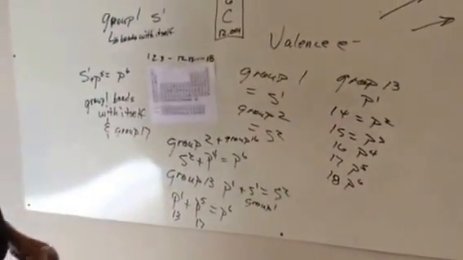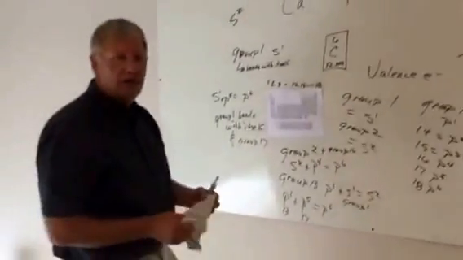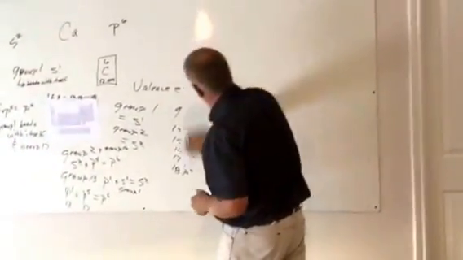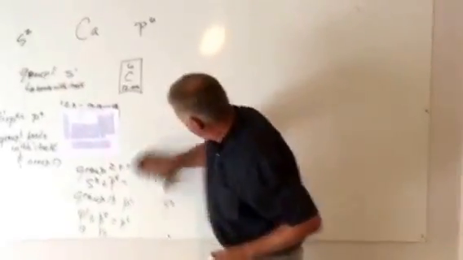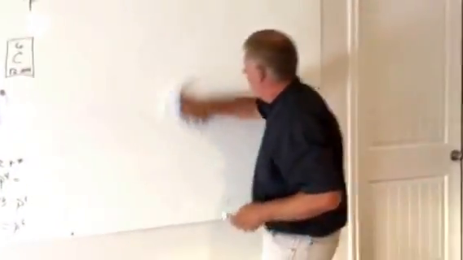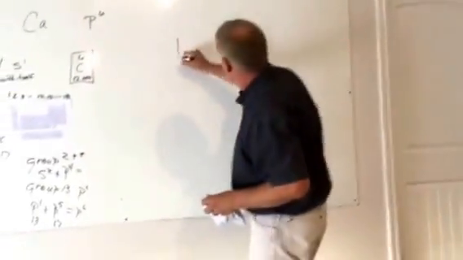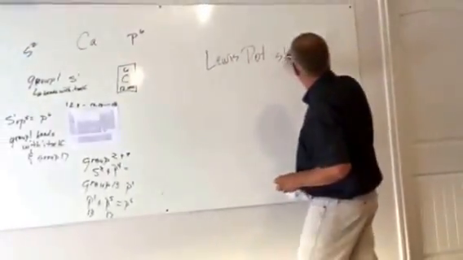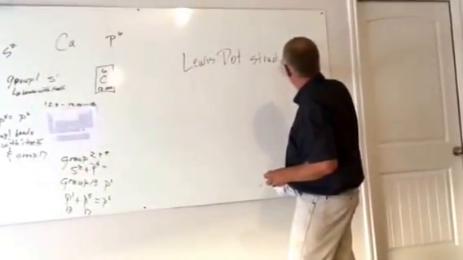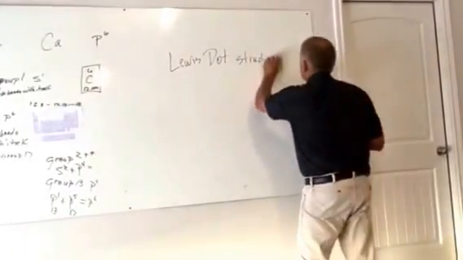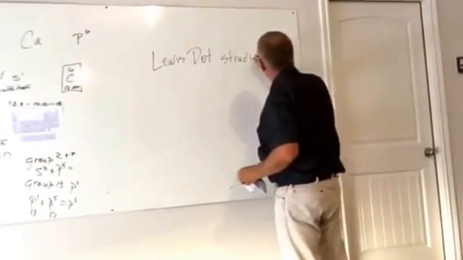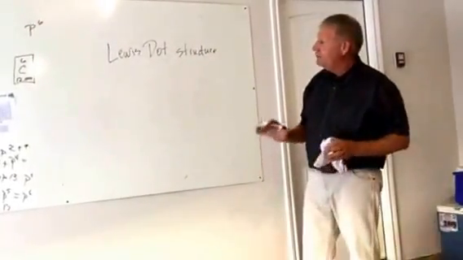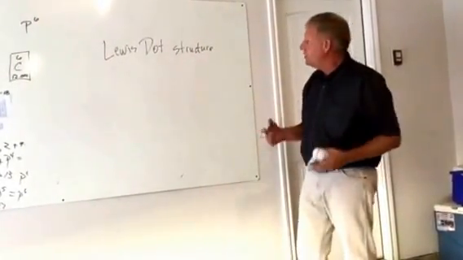Cool. All right, now let's go into the next step. Now let's make Lewis dot structures. Now in a Lewis dot structure, it's nice to have chemistry going into this, but you sure don't have to have it. If you understand what we're talking about today, it gets you caught up.